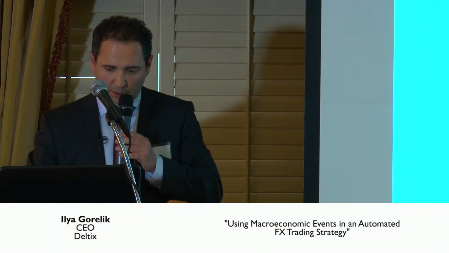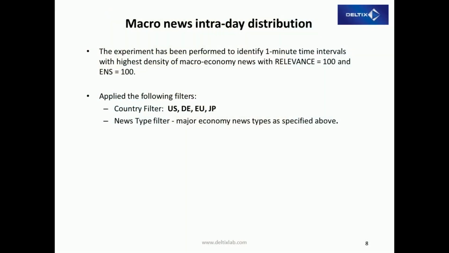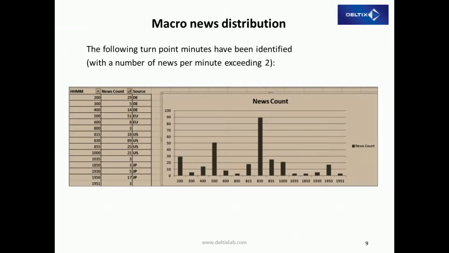So we took 1 minute time intervals. We wanted to understand if there is a predictable pattern, if data is clustered into 1 minute time intervals, and we filtered everything with relevance 100 and novelty score 100. What we found is what you would expect: there are definitely some clearly defined volatility zones based upon the countries.